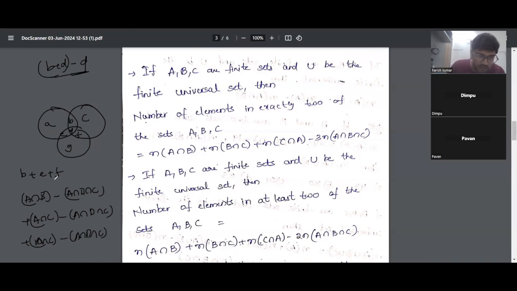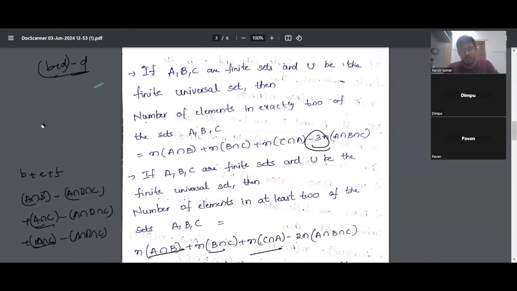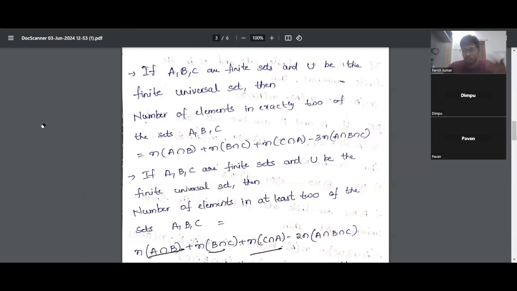So this becomes n of A intersection B plus n of B intersection C plus n of A intersection C minus 3 times n of A intersection B intersection C. Understood? Yes, sir. Again, there is no need for us to remember the formula, but you should understand that when he says exactly in 2 of the sets, you should know what he is talking about.